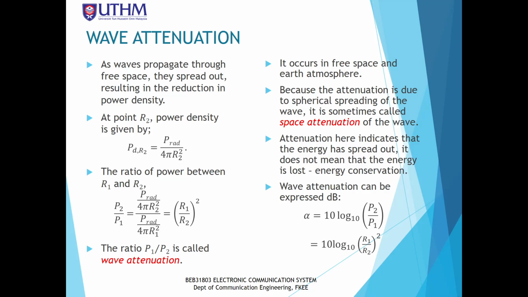Wave attenuation, in this case, is the ratio of two different power densities. Power density at the further distance divided by the power density at the shorter distance. Dia adalah perbandingan antara power density pada jarak yang jauh dengan power density pada jarak yang dekat.